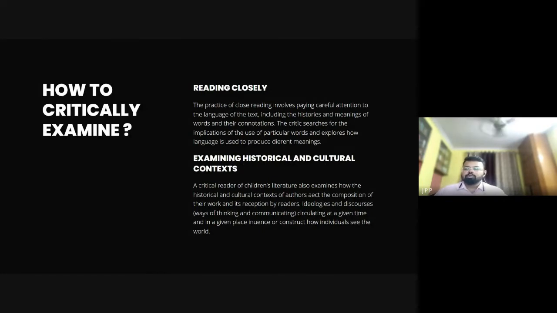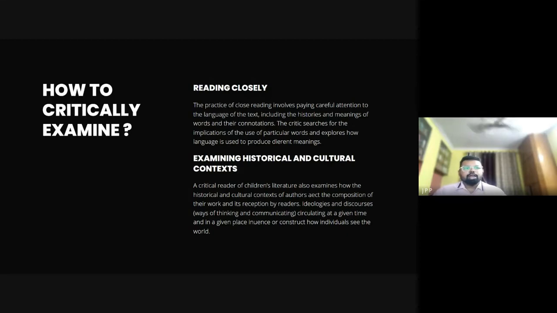And the first point of critically examining any sort of text is, of course, reading it closely. As you can see on the slide, I have already written: the practice of close reading involves paying careful attention to the language of the text, including the histories and meanings of the words and their connotations. The critic searches for the implications of the use of particular words and explores how language is used to produce different sorts of meanings.